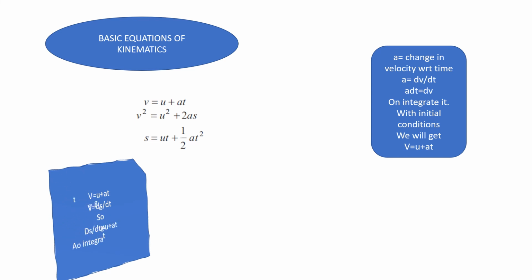v is equal to u plus at, we know. Substituting v is equal to ds by dt and integrating on both sides, we can get s is equal to ut plus half at square. From these two equations, we can derive v square equal to u square plus 2as. Here, more interesting problems in kinematics are present in relative motion.